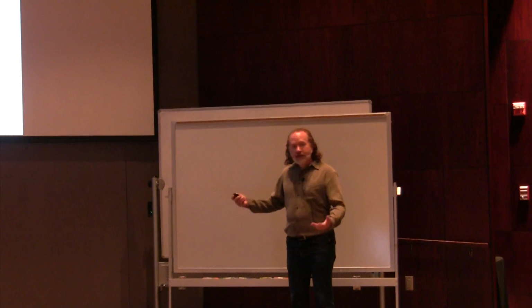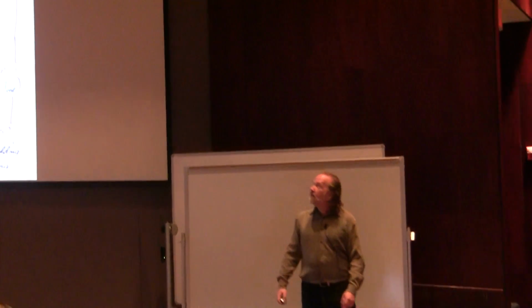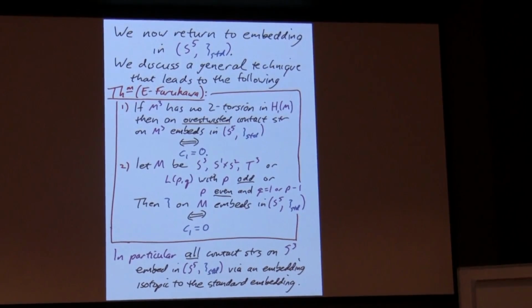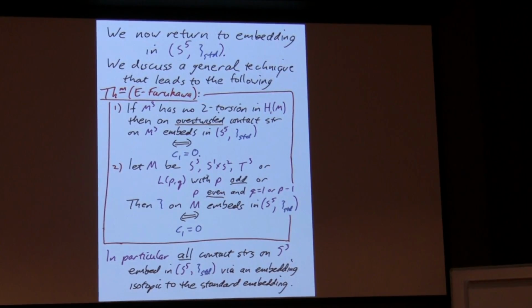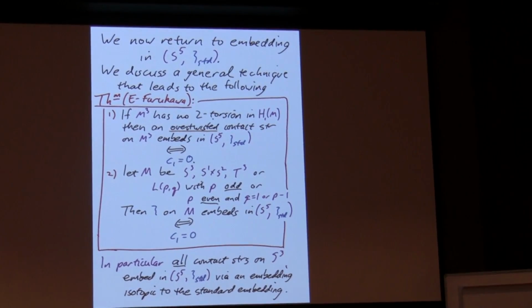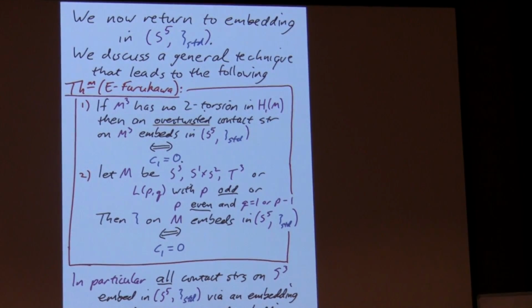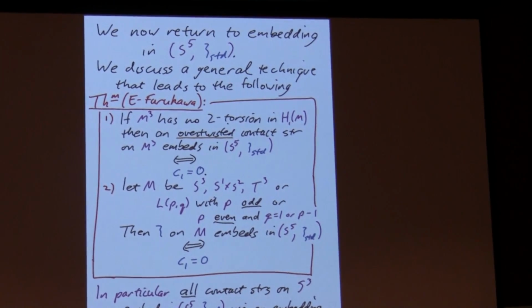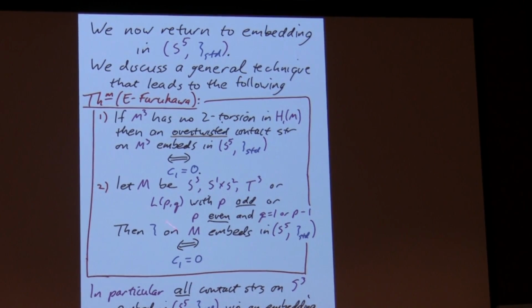And just to get us started, let me give you a sample theorem that we're going to try to prove by the end of the talk. But again, I consider most of the talk an advertisement for this idea of studying braided embeddings for contact and topological purposes. So what we want to try to prove here is the following theorem.